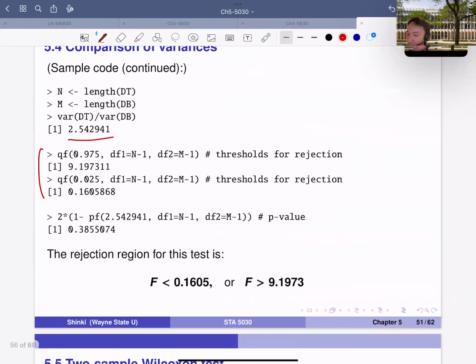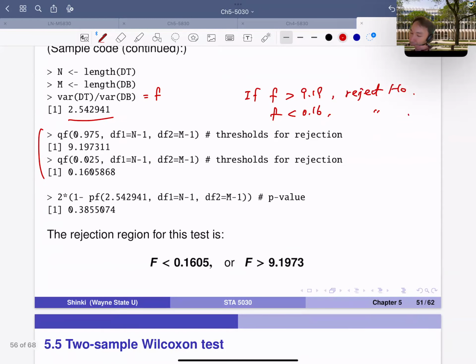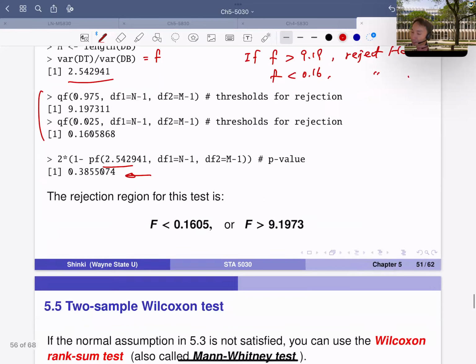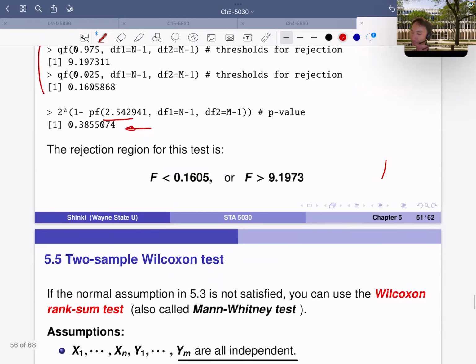And the threshold values for rejection are 0.16 and 9.19. So if the F statistic is larger than 9.19, then reject H naught. Or if F is smaller than 0.16, then we reject H naught. Our test statistic's p-value is much larger than 0.05. Any questions?